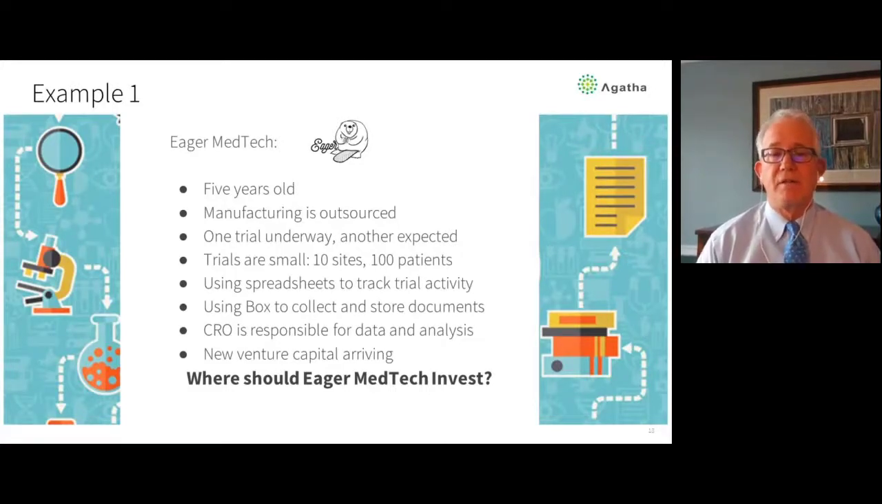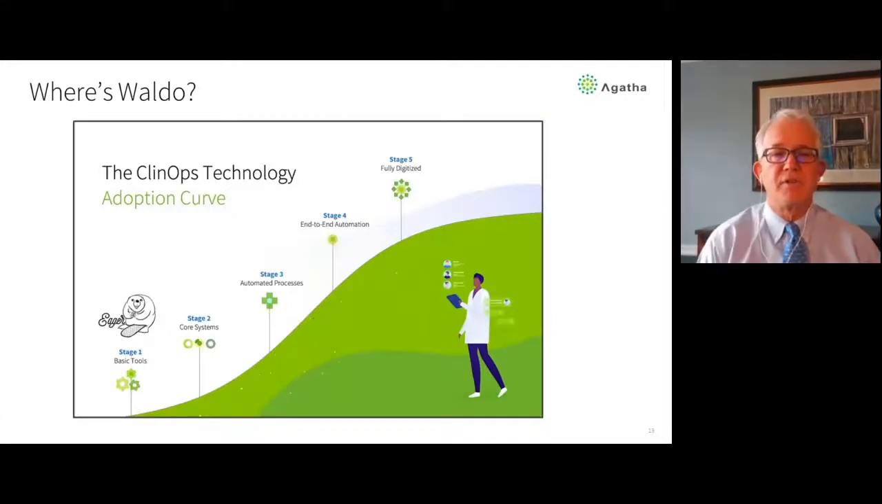And that question, as you would think, starts with, well, where are you on the adoption curve? So think about that for a second. See the bullets here, 5 years old, using Box, et cetera. I'm pretty sure you can guess where they are on the curve. There we go, forward. So I put Eager Beaver company, EagerMedTech, down at stage 1. There they are, which means we think, based on the curve, their focus should be on compliance first and foremost.